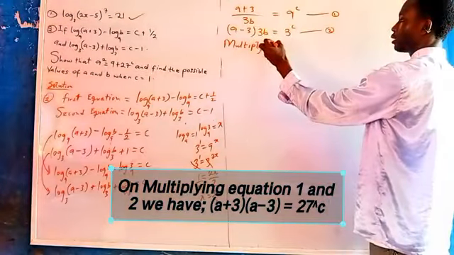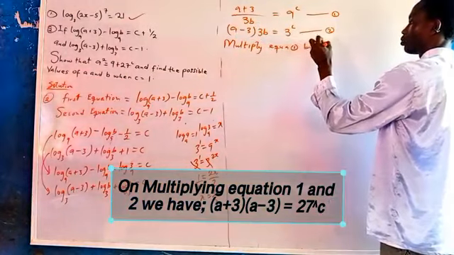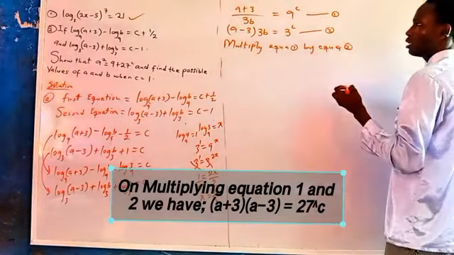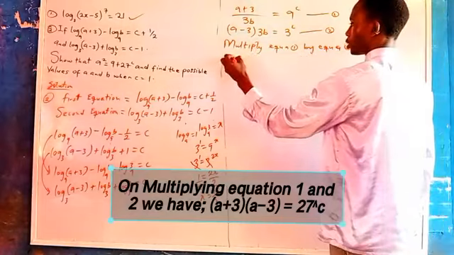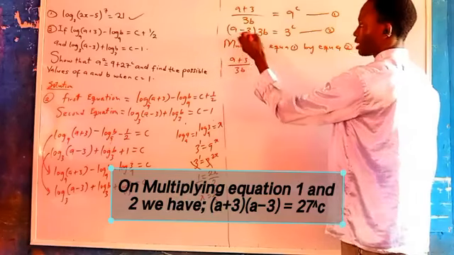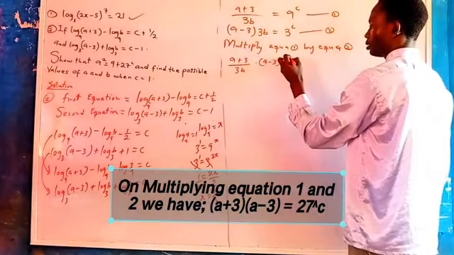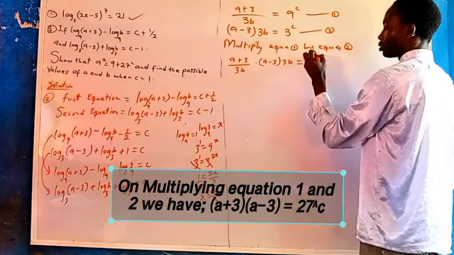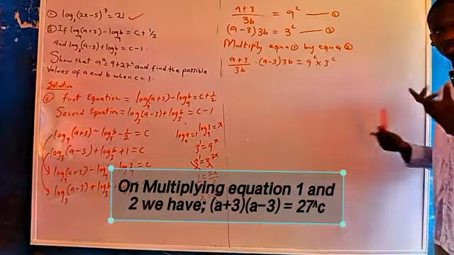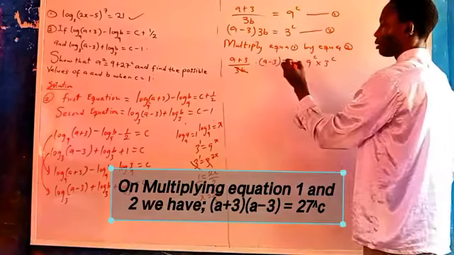So multiply equation 1 by equation 2. Don't forget equation 1 is (a plus 3) over 3b, and then multiplied by equation 2, which is (a minus 3) times 3b, equals 9 to the power of c multiplied by 3 to the power of c. That's multiplying equation 1 and 2. Now this can cancel out: 3b divided by 3b.